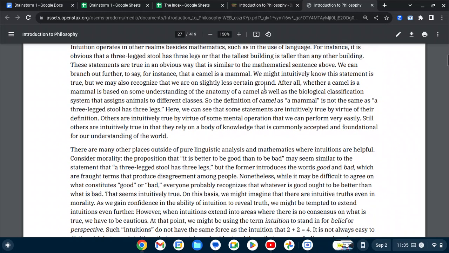Intuition operates in other realms beside mathematics, such as the use in language. For instance, it is obvious that a three-legged stool has three legs, or that the tallest building is taller than any other building. These statements are true in an obvious way that is similar to the mathematical sentence above.